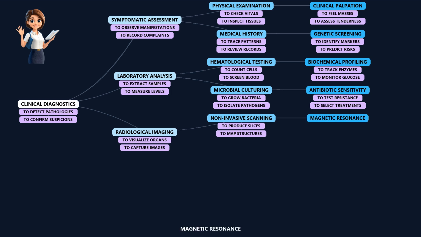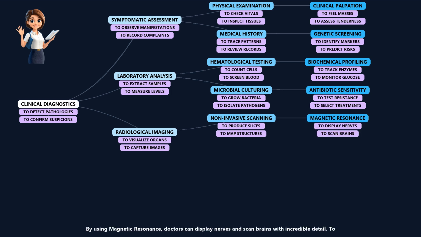Magnetic resonance. By using magnetic resonance, doctors can display nerves and scan brains with incredible detail. To put it simply, they use giant magnets to see the soft parts of the body that X-rays cannot find.